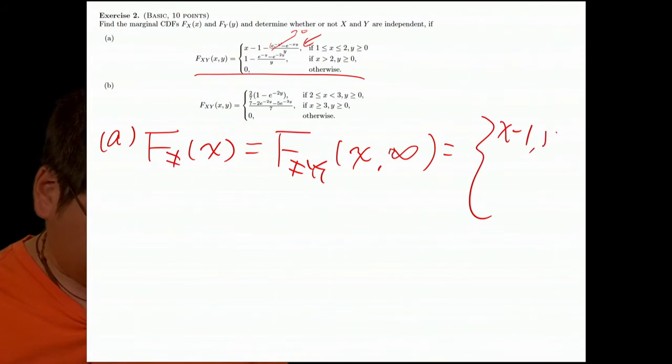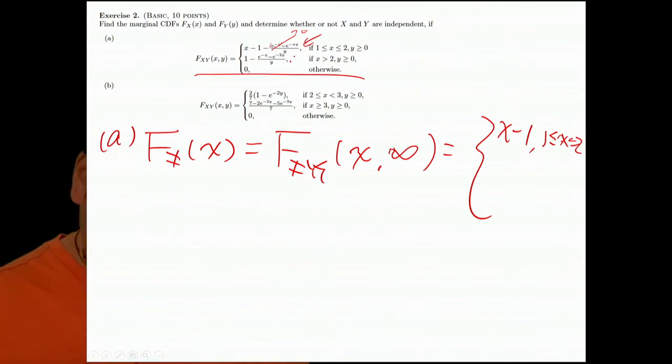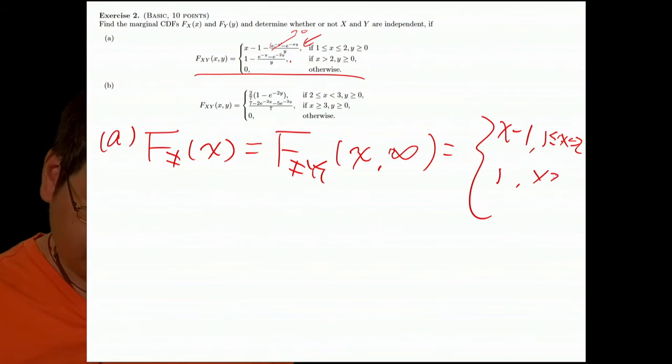And here it's 1 when x is from 1 to 2. And here again, it's 1 when x is greater than 2, and 0 otherwise.